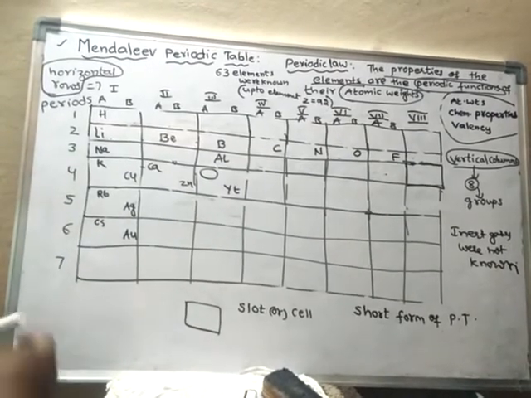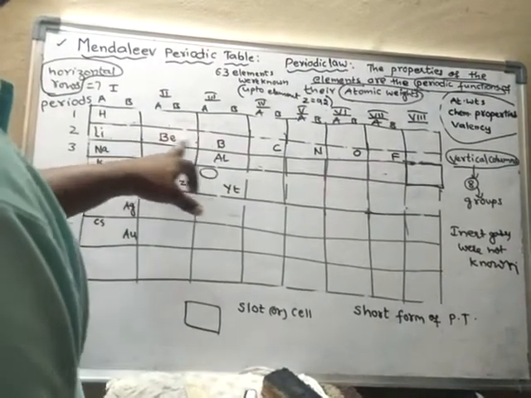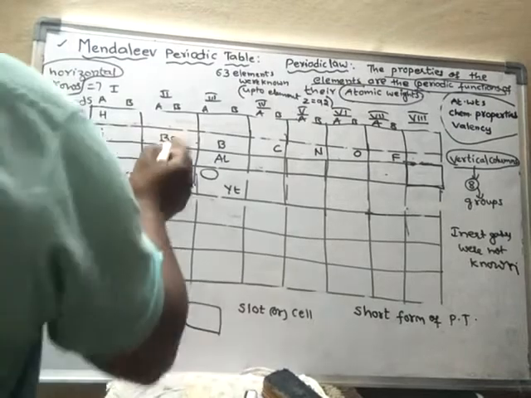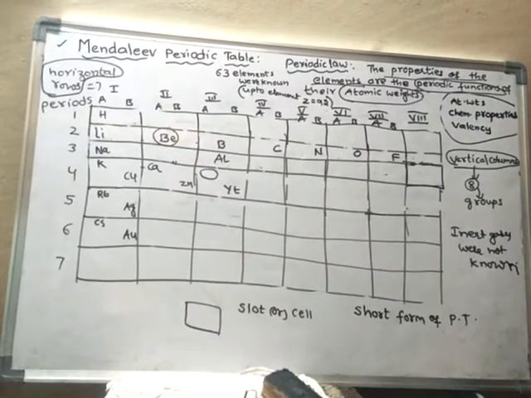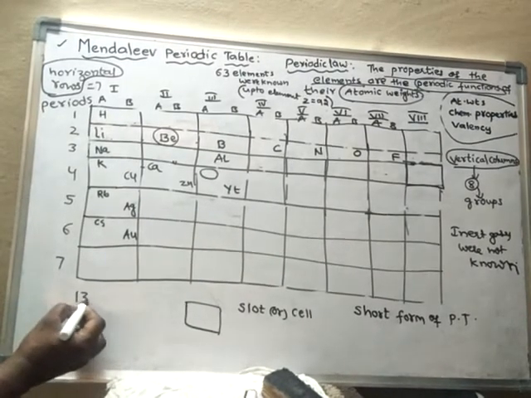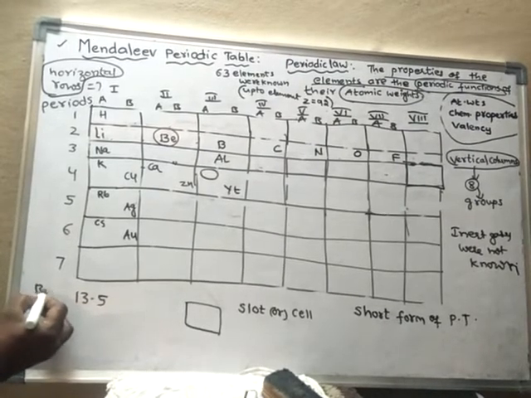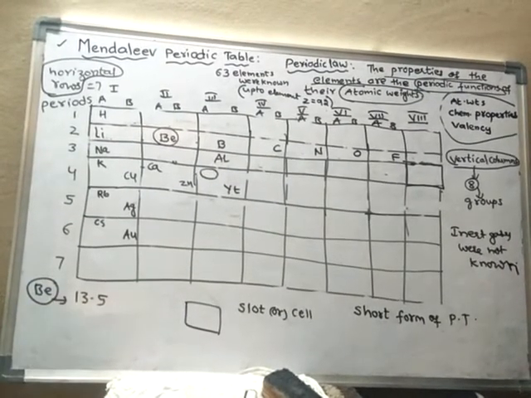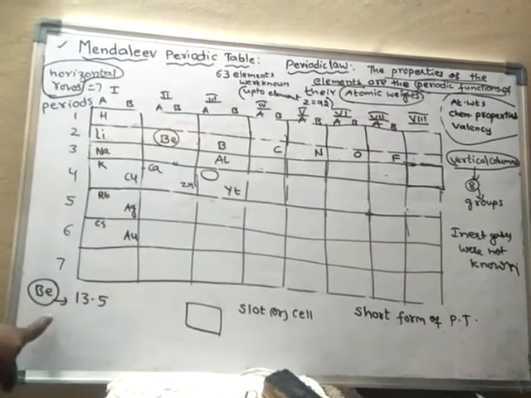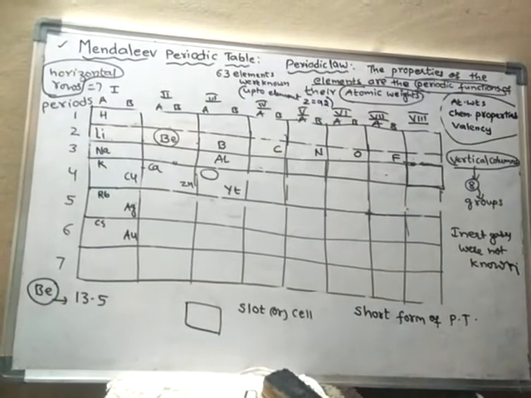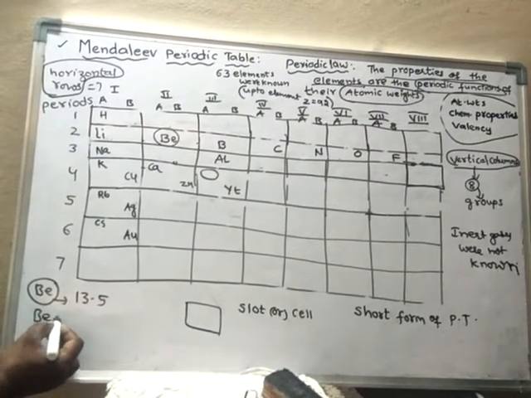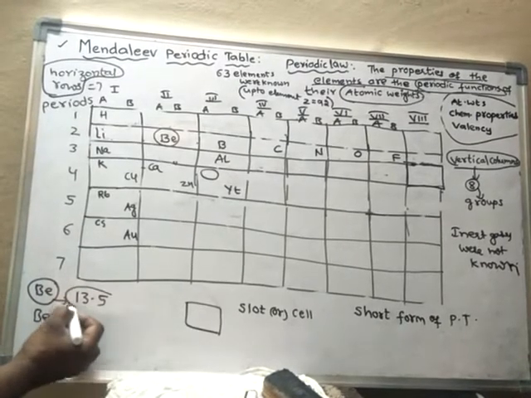See, he corrected atomic weights of a few elements. For example, beryllium, its atomic weight was known as 13.5. Beryllium's atomic weight was considered as 13.5 because previous scientists before Mendeleev considered beryllium's atomic weight as 35. But Mendeleev changed the atomic weight of beryllium to 9 because this weight is wrong.